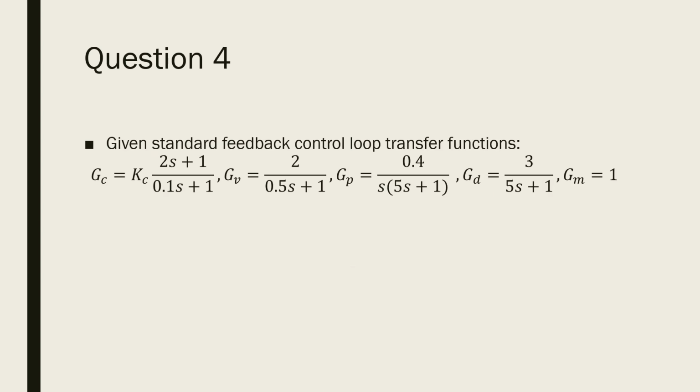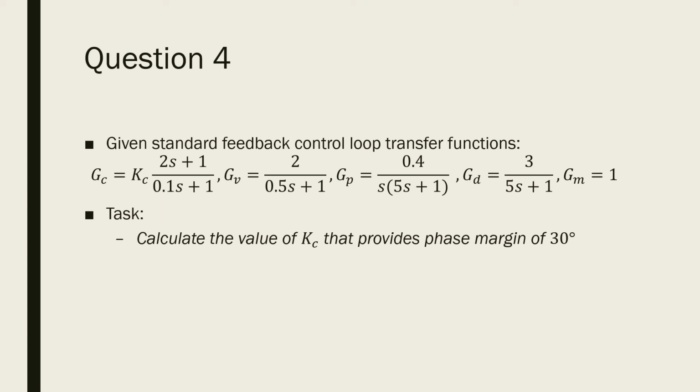In question 4, we are given the transfer functions for the controller, valve, process, disturbance, and sensor. Our task is to find out the value of controller gain that provides a phase margin of 30 degrees and to calculate the gain margin when Kc equals 10.